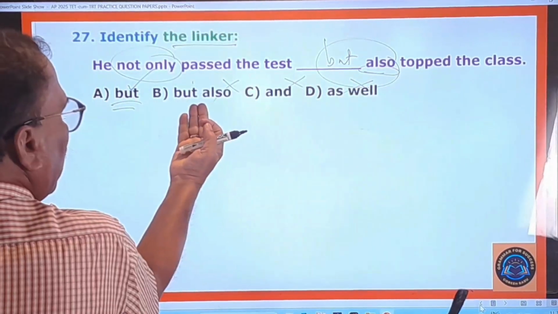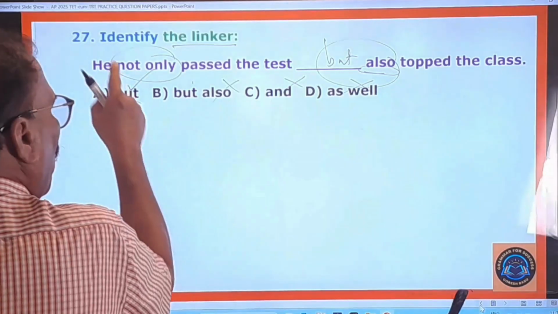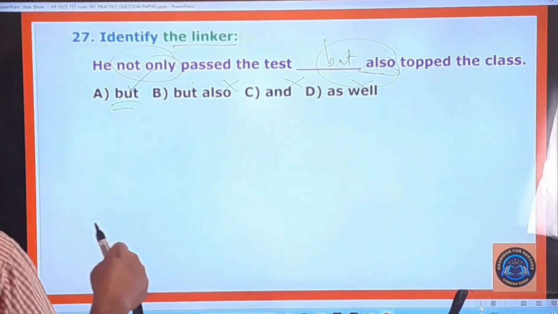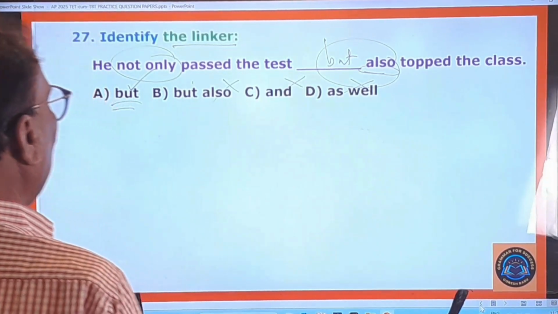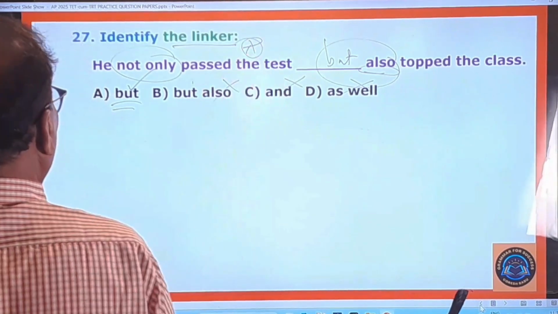Already here but also is given. Therefore, how can you use this? And therefore only but you have to use there. He not only passed the test but also topped the class. Therefore A is going to be your answer. And you go to the next question.